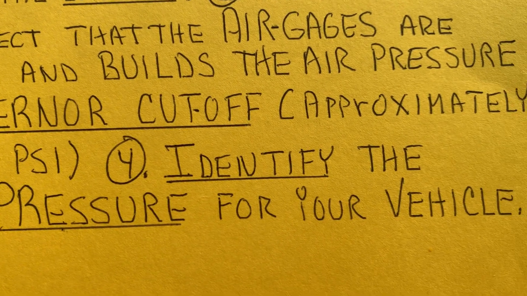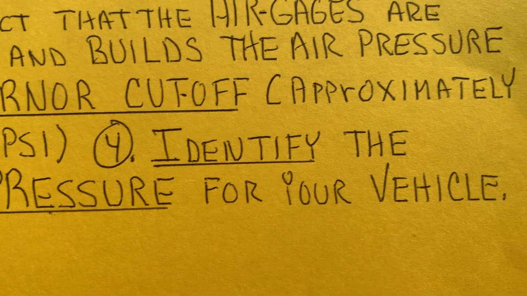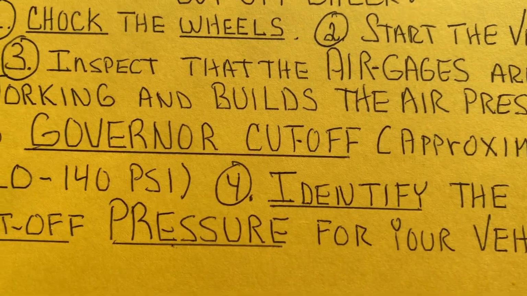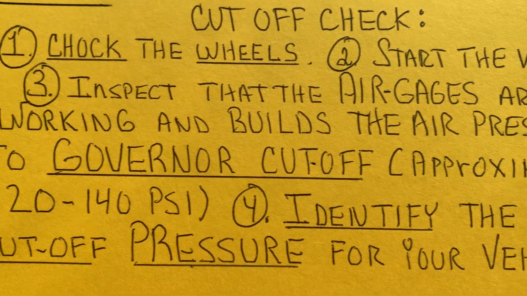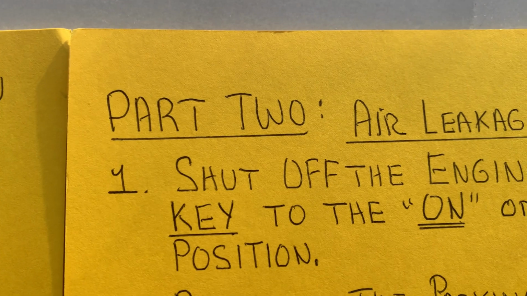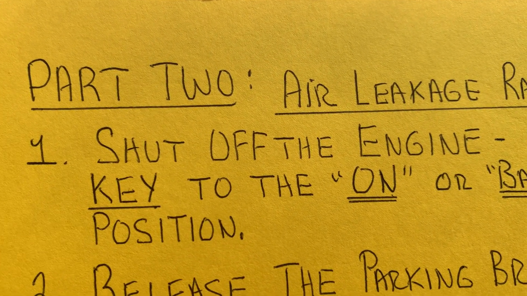You need to identify the cutoff pressure for your vehicle. If your vehicle has a different cutoff, you must inform the examiner of the specification for the particular vehicle that you are inspecting. That's part 1, step 1, of just 4 parts.